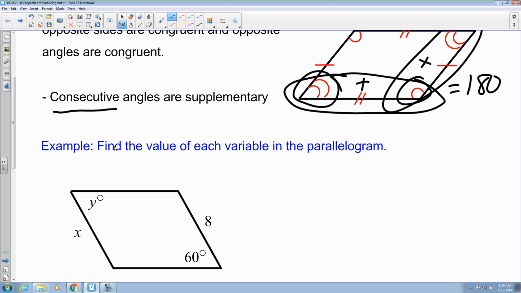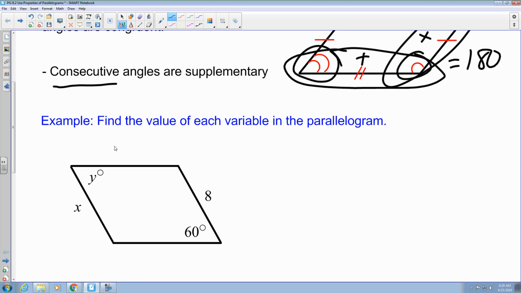So, from those characteristics of a parallelogram, we can use that to our advantage to help us find various unknowns within the parallelogram. So in this example, they want us to find the value of each variable in the parallelogram. Because it's a parallelogram, they told us that, that means that even though it doesn't have any markings, it has the characteristics of a parallelogram. Also, the two opposite side lengths are parallel.